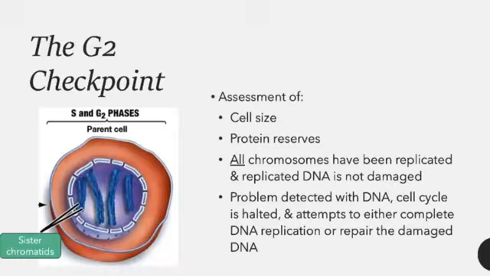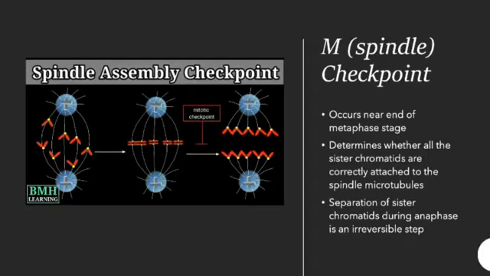If errors are detected, the cell cycle will pause once again, just like the G1 checkpoint, and our cell will then attempt to either finish replicating its DNA or repair any damaged DNA before it moves forward. Only once we have satisfied all these requirements, we can have the cell safely progress into mitosis.